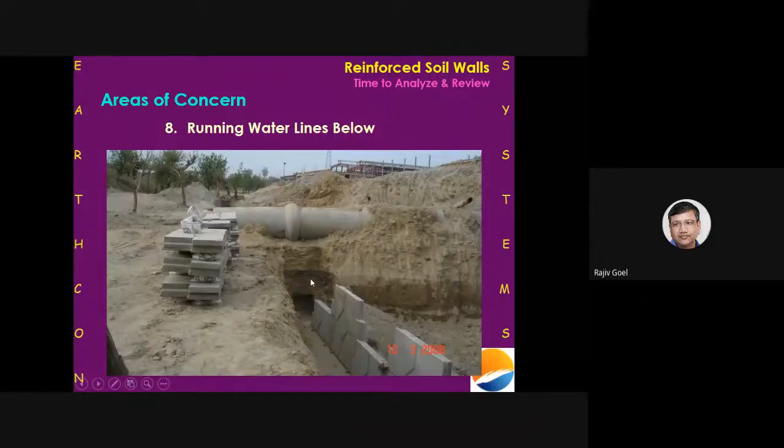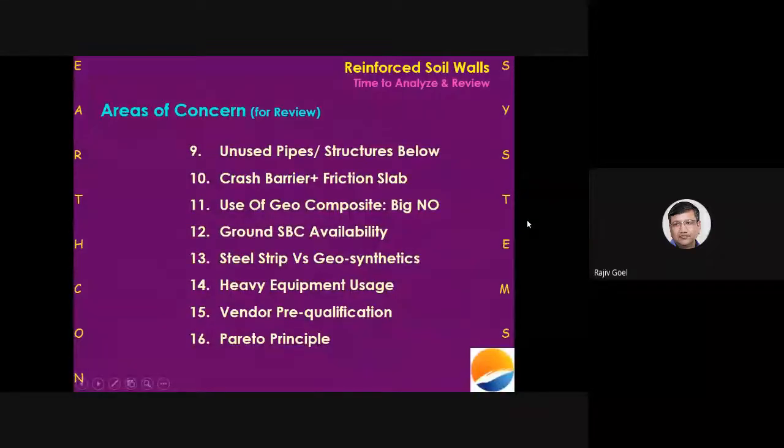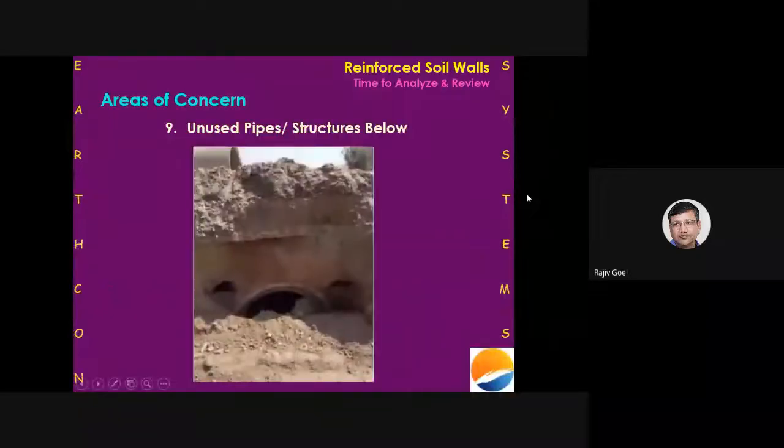But I can assure you that there are many situations where the contractor would try to take a shortcut, and as long as they keep taking shortcuts, the problems will keep arising. So far I have covered 8 points. Coming to the next points, which are unused pipes, the structure below. Nothing much to say. Only thing I want to say is that in case you find any unused structures or pipe below where you want to build your RE walls, kindly have them excavated, removed, filled back with good compaction, and then build your walls.